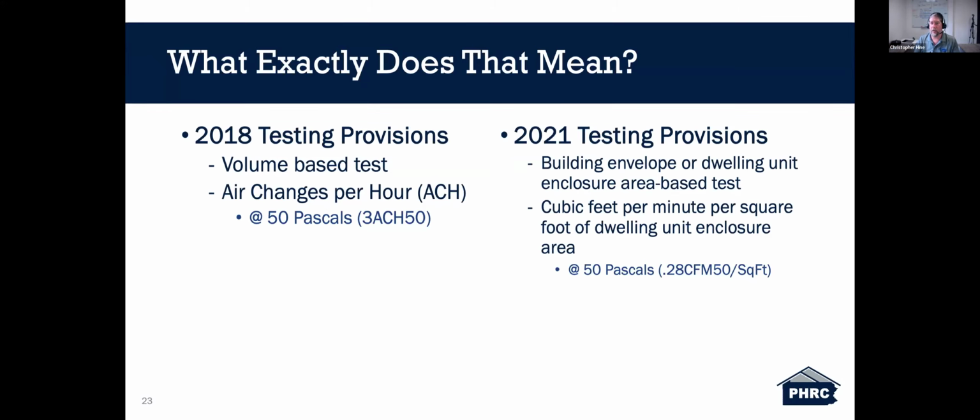Looking at the 2021 testing provisions, this is a building envelope or dwelling unit enclosure area based test. So now it's really looking at the areas in which air can leak, right? A home's not going to leak based on the volume. It's going to be based on the envelope. So it's taking a look at that square footage, and it's cubic feet per minute per square foot of dwelling unit enclosure area. And that can be defined, again, at 50 pascals, as, for instance, a 0.28 CFM 50 per square foot.